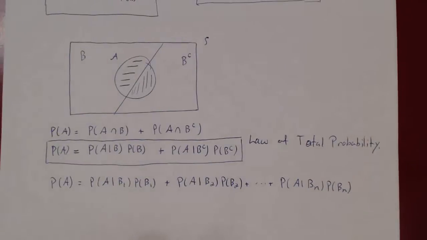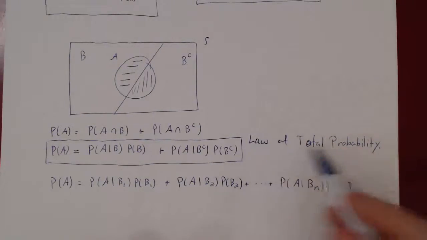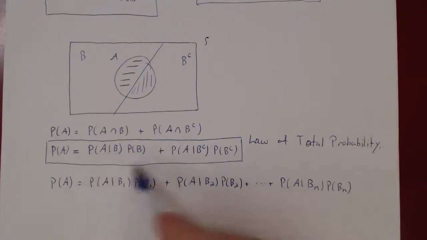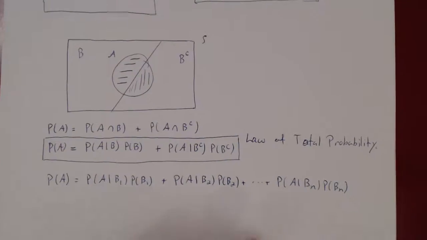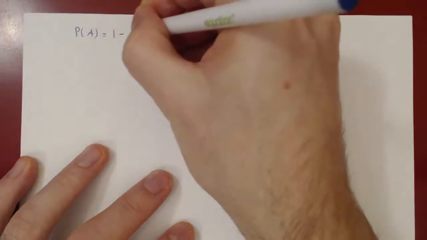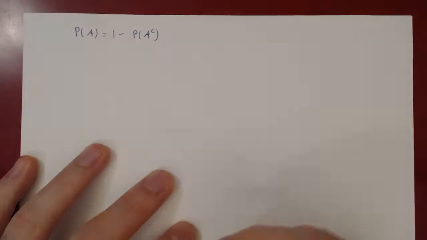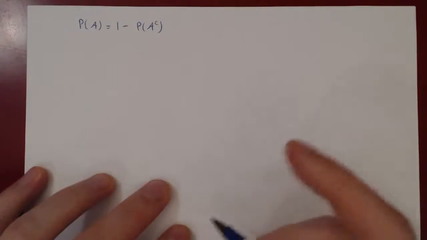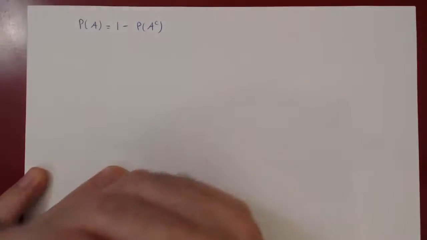And that's an extension. But for us, the key result will be this one, conditioning on an event or its complement. All right, so what other result do we have? Well, we also have the complement rule. So remember that for basic probabilities, P of A is just 1 minus P of A complement. And the nice result is this also works with conditional probabilities. So let's see how this works.